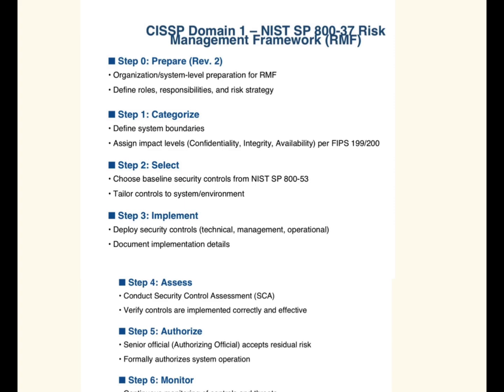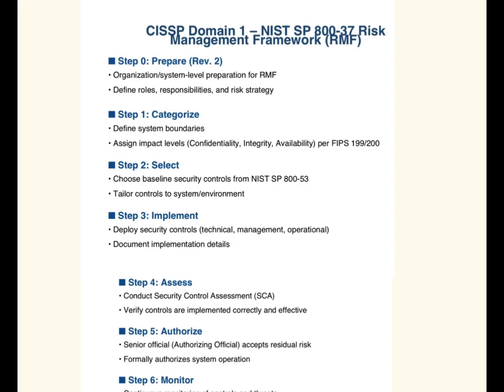The risk management framework is applied at the information system level. Each system is categorized as low, moderate, or high, and controls are selected, implemented, and monitored based on the system criticality. That's why we see all these steps like categorize, system boundaries, authorize system operation. For example, an HR payroll system versus a classified military communication system.